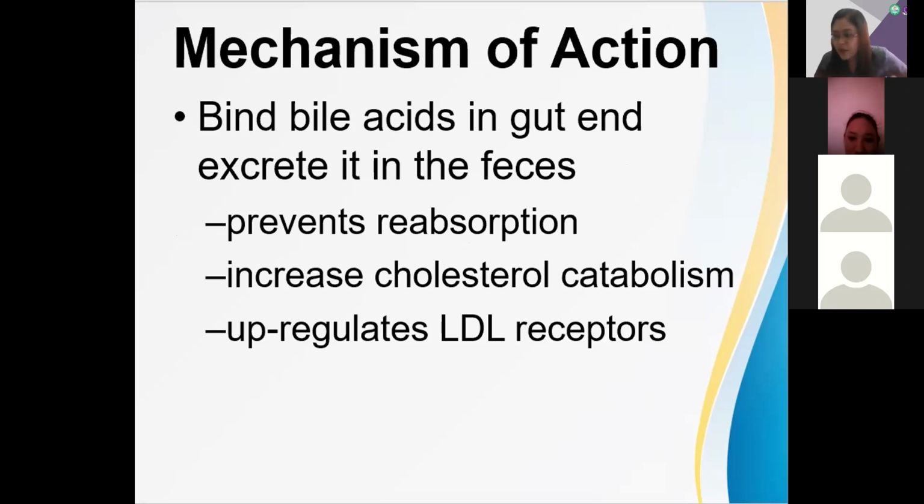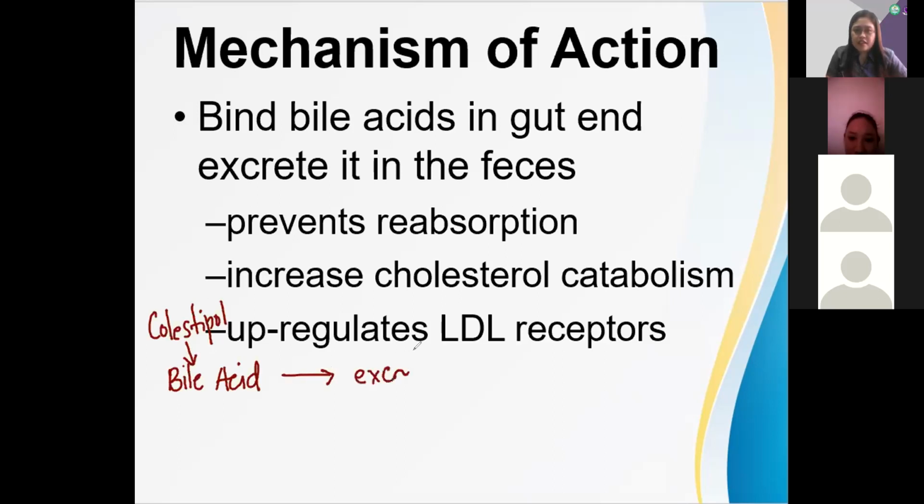Their mechanism of action is that they are sequestrants, or chelating agents. Remember the chelating agent in the laboratory? They act like a magnet. They will bind, sequester, or chelate the bile acid for excretion. For example, when you take cholestyramine, it takes the bile acid, attaches it to itself, and then it is excreted via the feces.